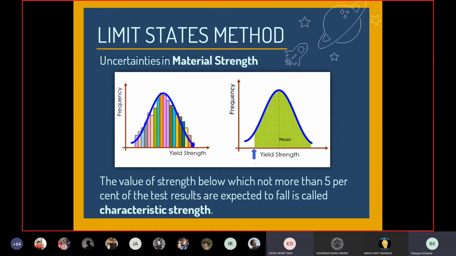Can you just repeat the last part about the characteristic strength again? Okay. So when we say that a concrete is M40 concrete, it means that the characteristic strength of concrete is 40 megapascals. Loosely meaning that if we test 100 blocks of this particular strength, 95 of them would have a strength of greater than 40, and probably only 5 of them would have a strength of less than 40. So this is what 40 means, and this is characteristic strength.